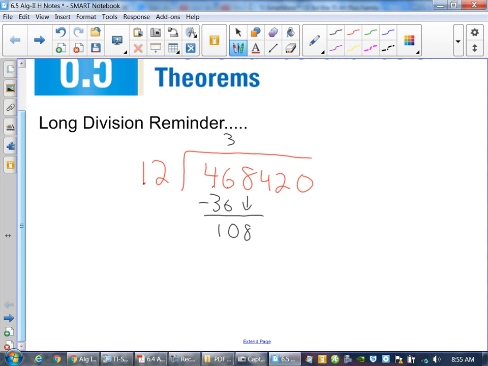9. Very good. 9 feet is 108 inches. So we do that. We have a 108. I subtract out, I get a 0. I drop down the 4. Does 12 go into 4? No. So what do I put here? 0. Good. 0 times 12 is 0.